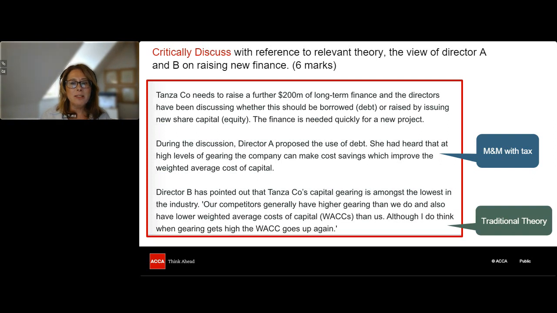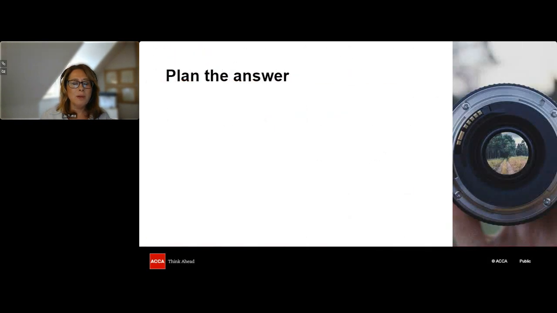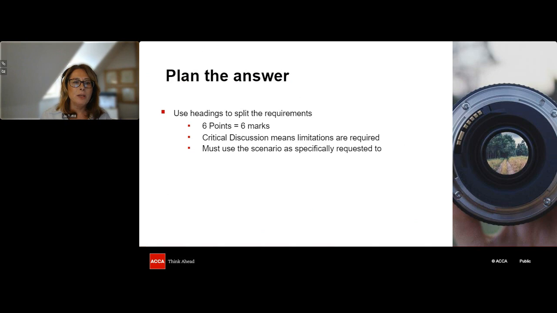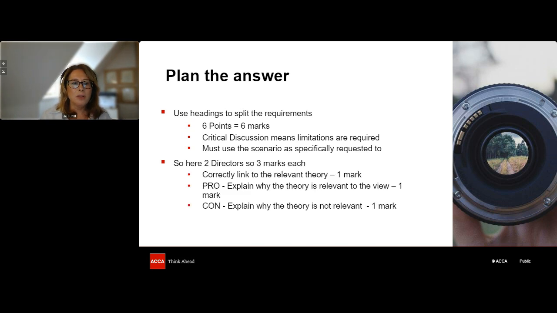So you've got to identify their views to be able to answer this question. You need to plan your answer because there's 6 marks going. So you need 6 points, split 3 and 3 between the two views. Critical discussion means limitations are required to get the full marks. And you must use the scenario because you've been specifically requested to. So correctly linking to the relevant theory, M&M with tax and the traditional theory, will get you 1 mark. You need 1 pro, explain why the theory is relevant to the view, and then you'd need 1 con, which is explain why the theory is not relevant.